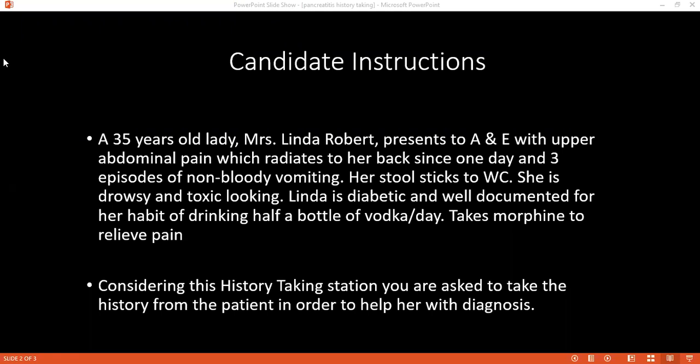No. I will ask you, what's your occupation, please? Working as a teacher. Please, I missed one thing. Have you noted that your stool is difficult to flush in the toilet? Yes. Okay. With whom are you living at home? With my parents. Do you smoke? No, actually. You told me that you drink vodka. How much alcohol do you drink, please? Around half a bottle of vodka every day.